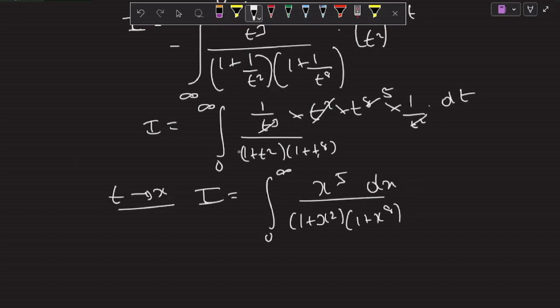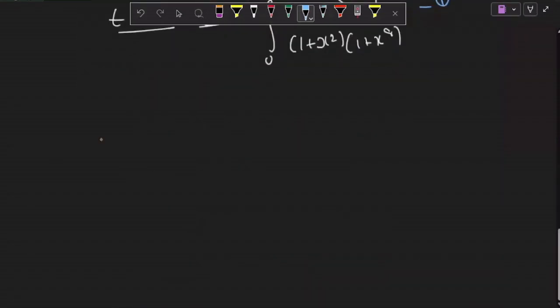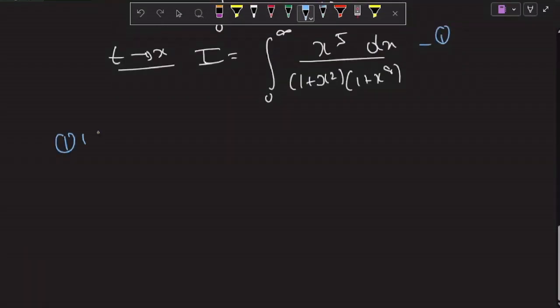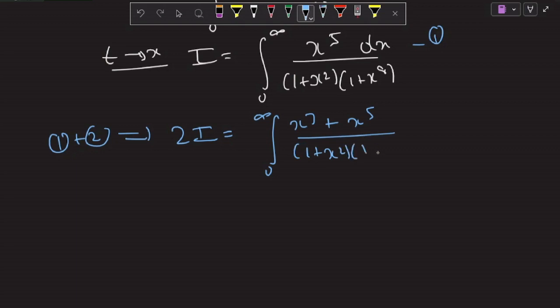So let's name this equation 1 and the original as 2. We just add 1 and 2 to get 2I as the integral from 0 to infinity of x cube plus x to the power 5 upon 1 plus x square into 1 plus x to the power 8, into dx.